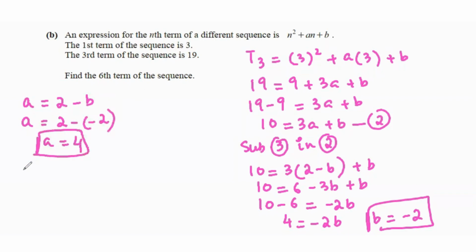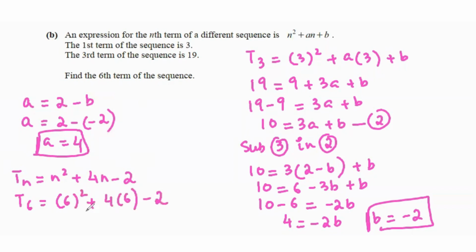So now we substitute these in the original nth term, which is n squared plus 4n minus 2 now, because a is 4 and b is negative 2. I find the sixth term: 6 squared plus 4 times 6 minus 2, and that is going to equal 58.